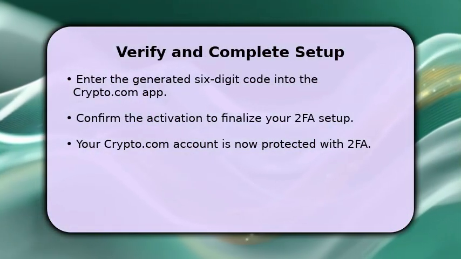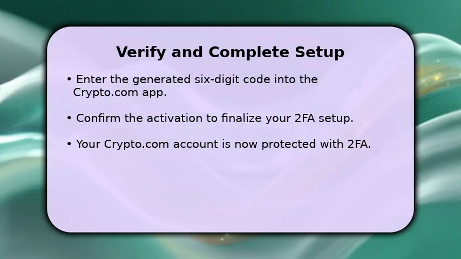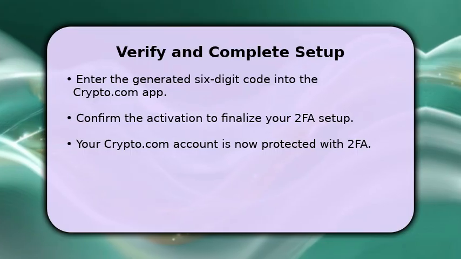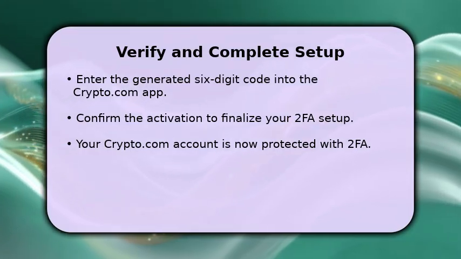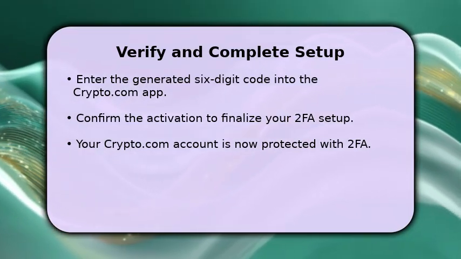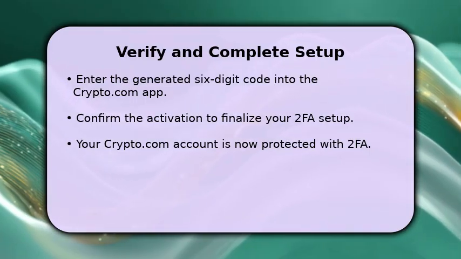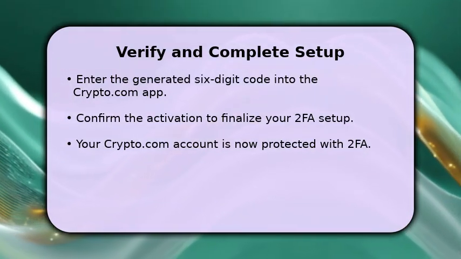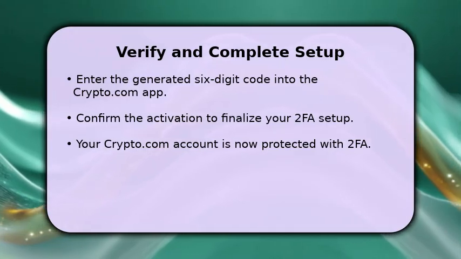Finally, return to your crypto app. Enter the current 6-digit code from your Authenticator app into the designated field. Confirm the activation, and you're all set. Your crypto account is now secured with two-factor authentication, providing a robust defense against unauthorized access.